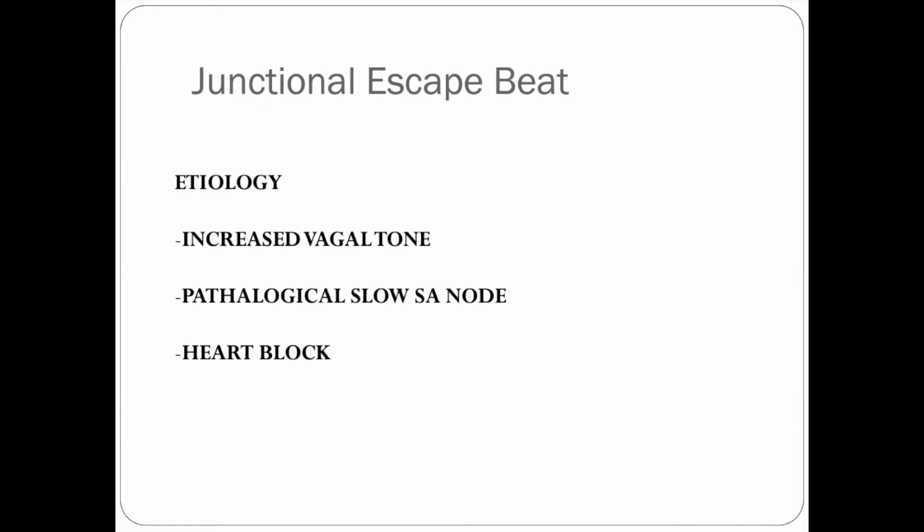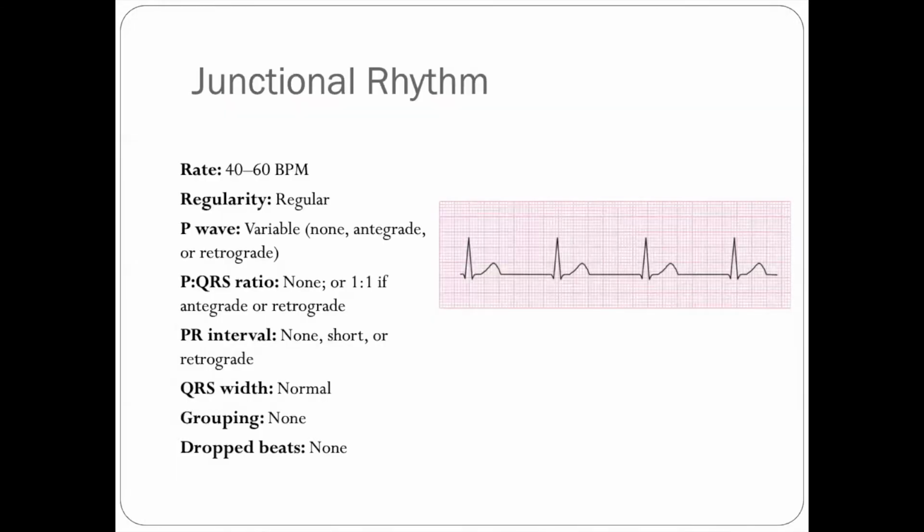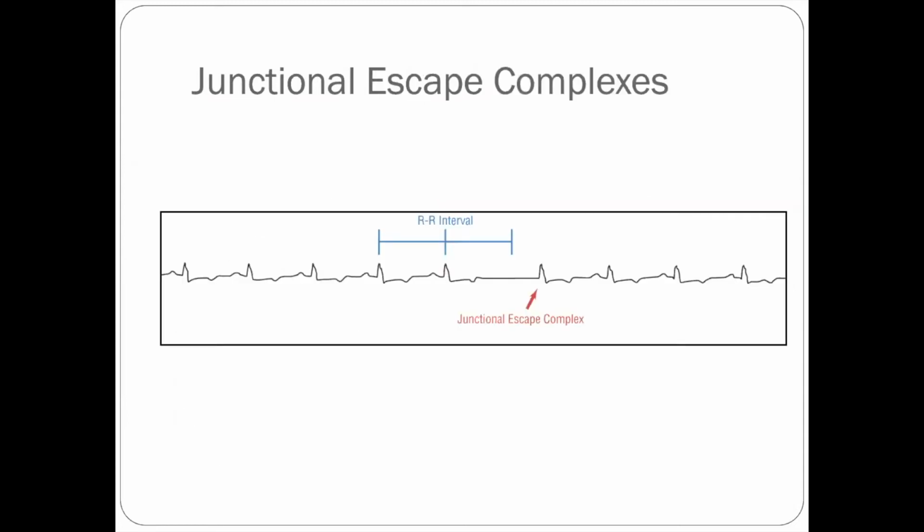Increased vagal tone is something that can create that. The same things that we talked about before that might create a sinus block or a sinus pause. So some sort of a pathology within the SA node or a heart block, which we'll talk about in the next video segment. The junctional escape rhythm is anytime that escape beat ends up becoming the rhythm rather than going back to some sort of a normal rhythm. The normal rate is 40 to 60 beats per minute, and you see all of the characteristics of the junction firing. So either no P wave because it's hidden, or an antegrade or retrograde P wave with short PR or RP intervals.